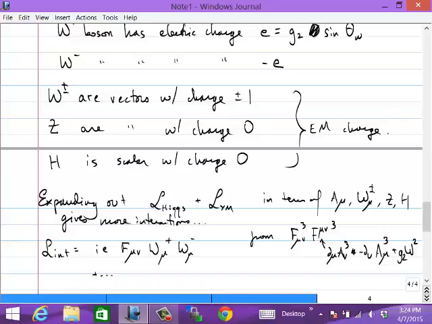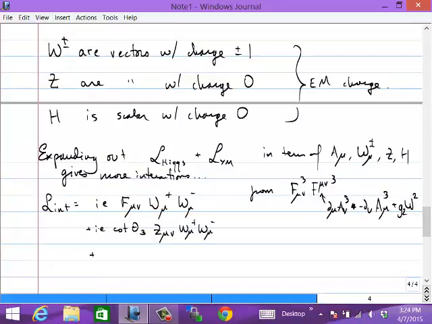So for example, let's just write it all out since I'm 90% of the way there. There's also a term involving a coupling of the Z to W, as well as a coupling of all of the various W's to one another.